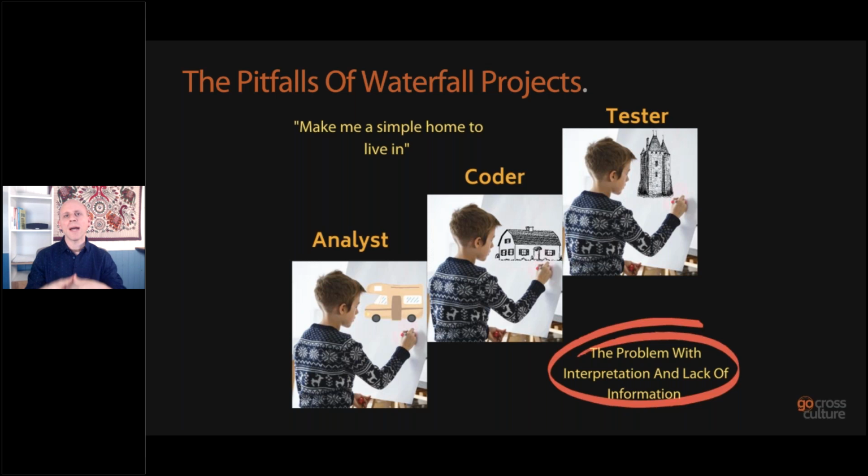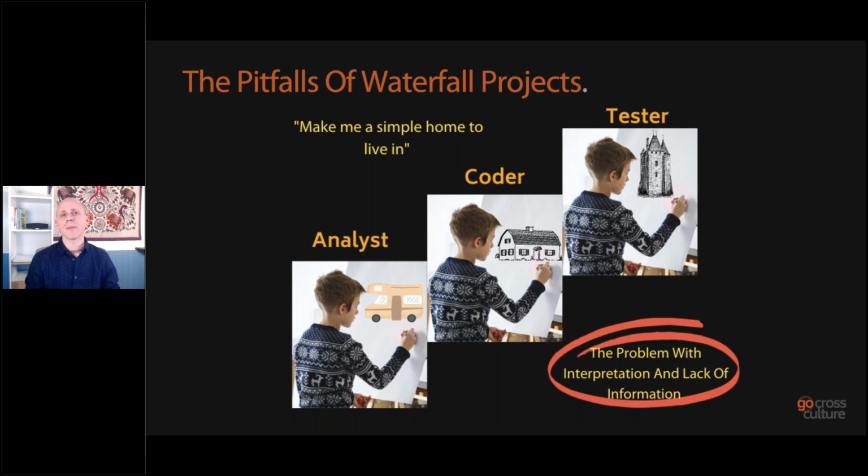And therefore, what happens as a result is, if we make a simple request, say, make me a simple home to live in, everybody will have a different map of the world, and it doesn't match other people's maps of the world. An analyst will have a view of that and will put together a caravan or a motorhome. The coder might have a cottage by the sea. The tester might have a castle or fortress. Each of them interprets that statement, that question, differently. And this is the continual issue of projects.